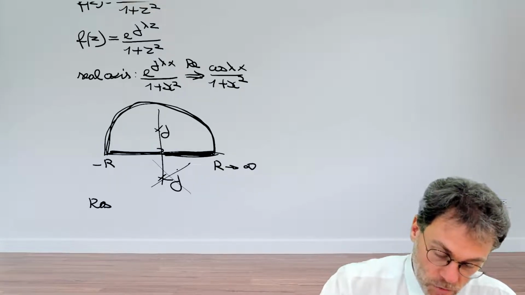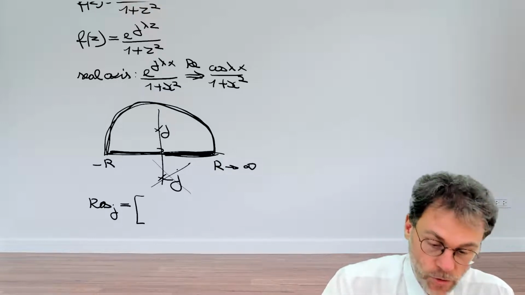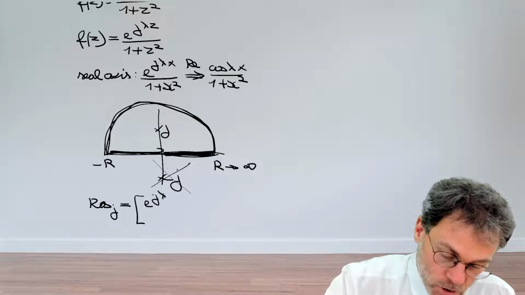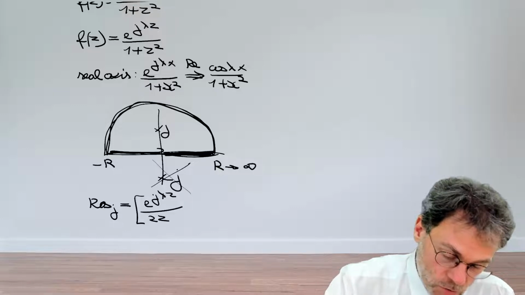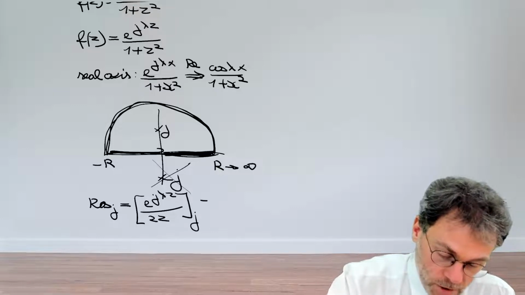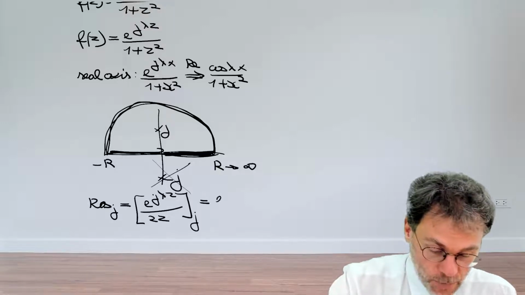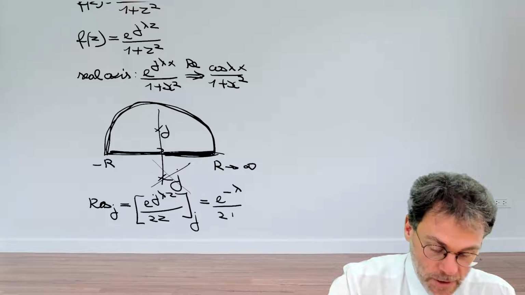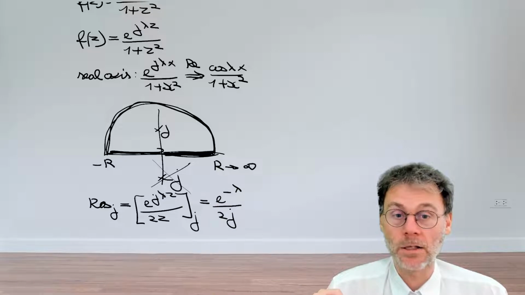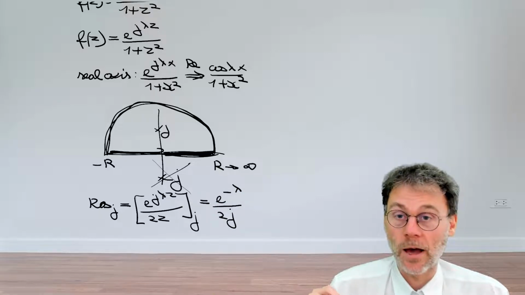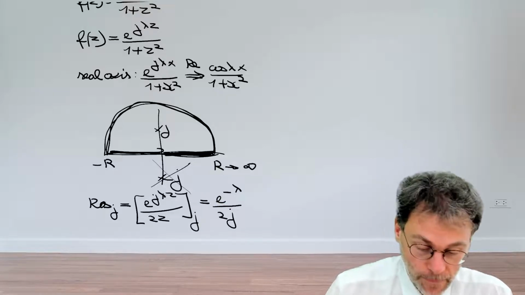To calculate the residue at j, we're going to use the formula where we just take the numerator as it is, so this is exponential j lambda z. We take the derivative of the denominator, giving us 2z, and we fill in j. We fill in the value of the pole. This will give us exponential minus lambda divided by 2j. And if we take that expression and multiply it by 2 pi j, then indeed we have everything we need. We have calculated the value of our integral.